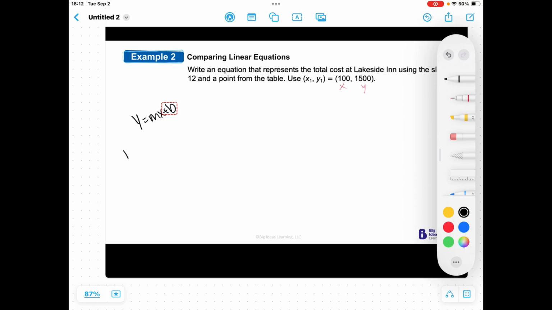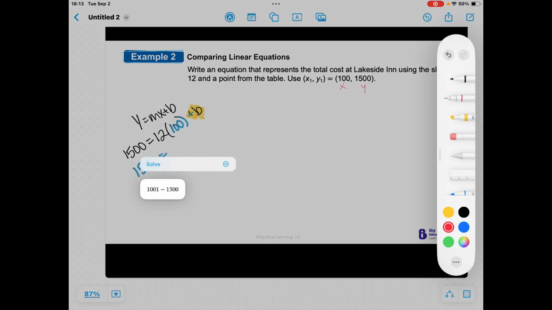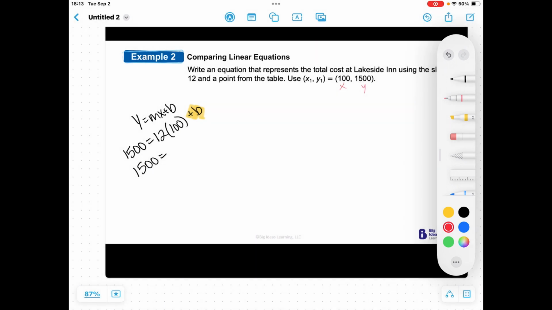So y equals 1,500, great. My slope is still 12, and my x would be 100, plus b. Using this, we should be able to just solve for b and then re-plug that in. So once again, I'm going to just try it out, which means 1,500 will stay the same, equals 12 times 100, which is 1,200.